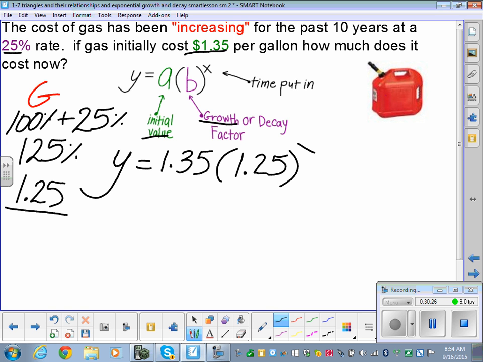Now how long are we talking? How many years? 10 years. So we're going to have 1.35 times 1.25 raised to the time, which is 10 years. So this is where you'll get your calculators. Quick, type it in. You have to type it in correctly.